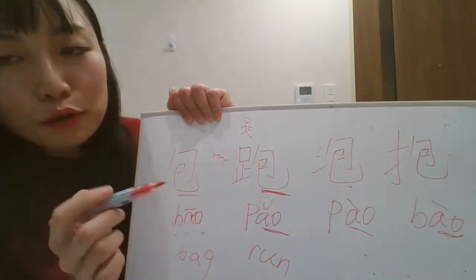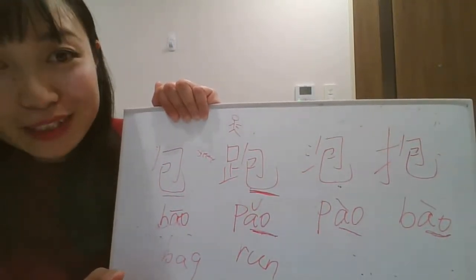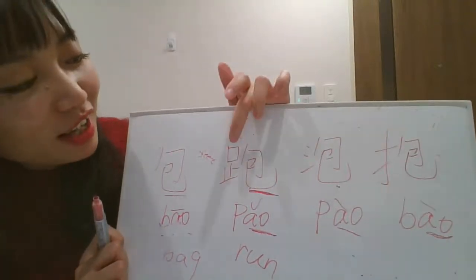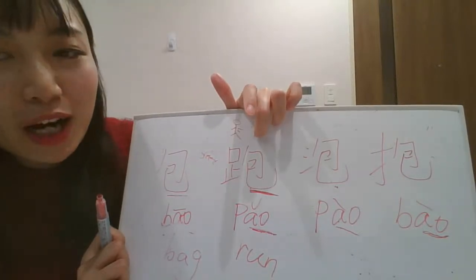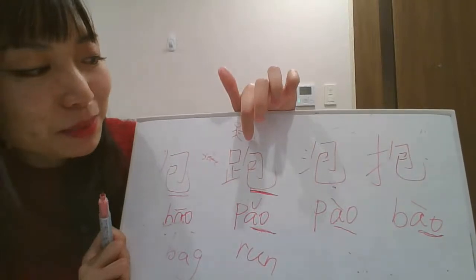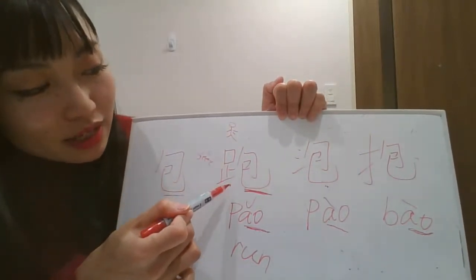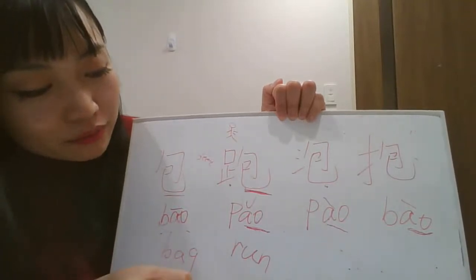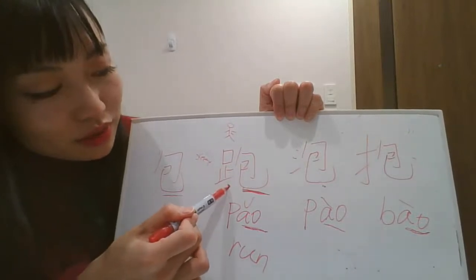Feet or foot. Okay. Package. Yeah, bao. Here. And so this character means run, 跑, 跑. And this is 包, this is 跑. So basically, when you see this one, this is 99% going to be a verb, because it has the feet here.